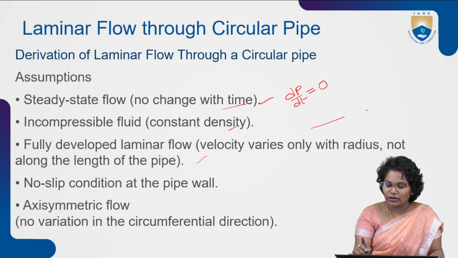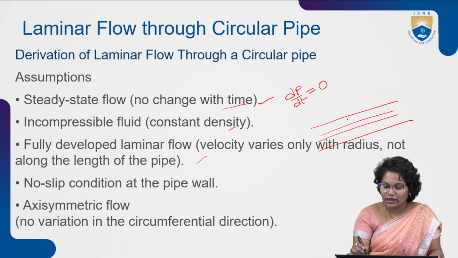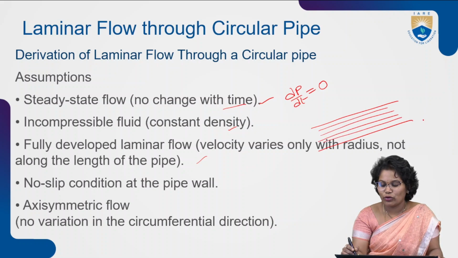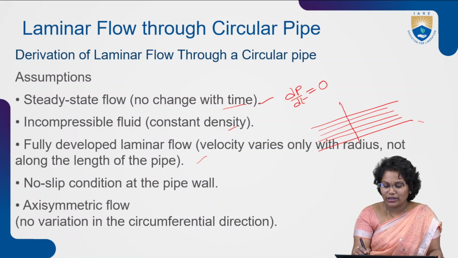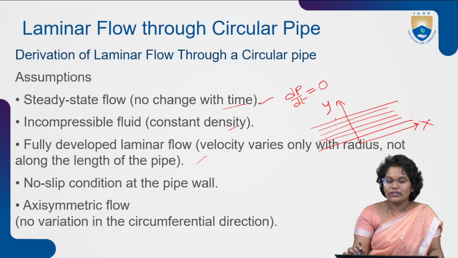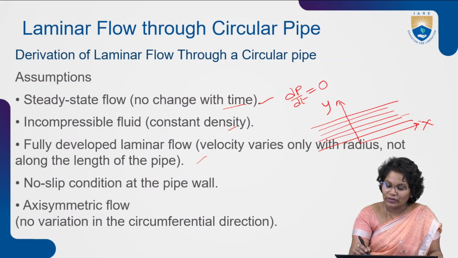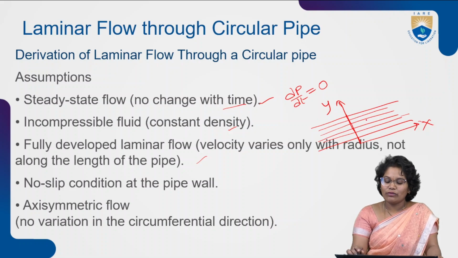When we take a circular pipe, the flow should be in the x direction, and the velocities should be the same. But when we take the y direction, this is the x direction, and here is the y direction. So when we take the flow in the x direction, there is no change in the velocity. When we come to the y direction, there we see the change in velocity.